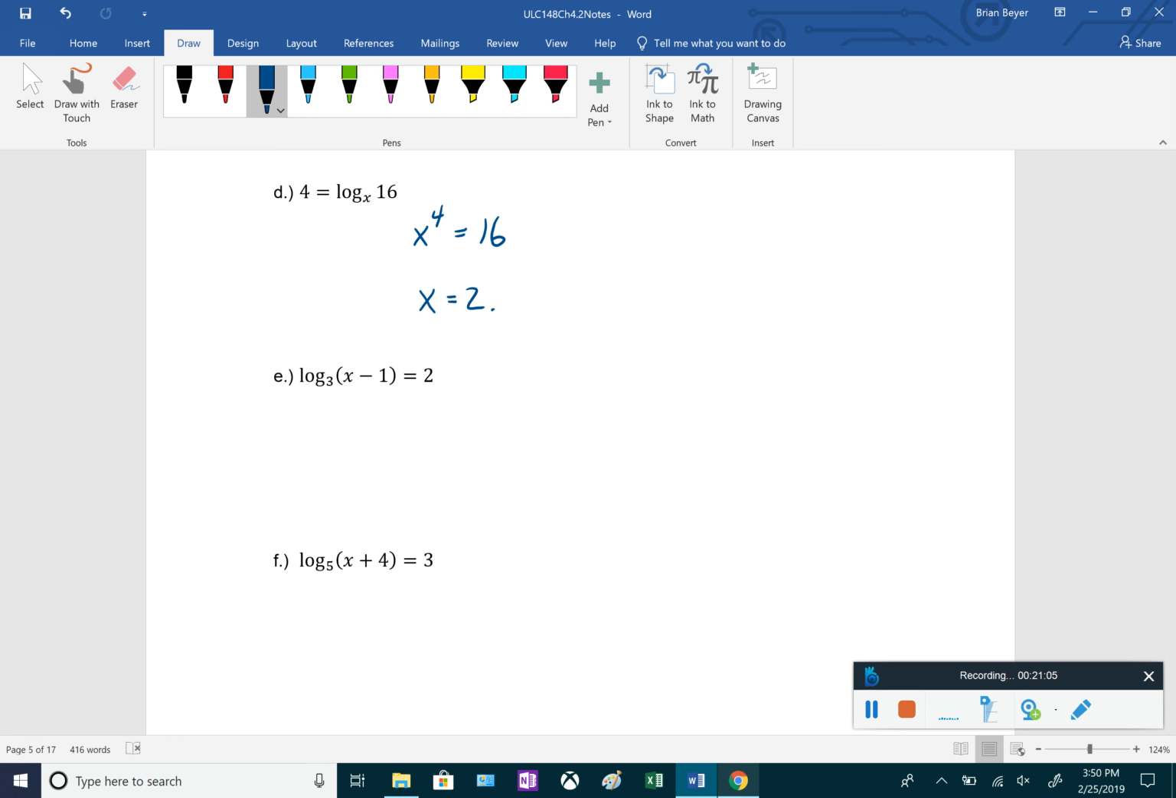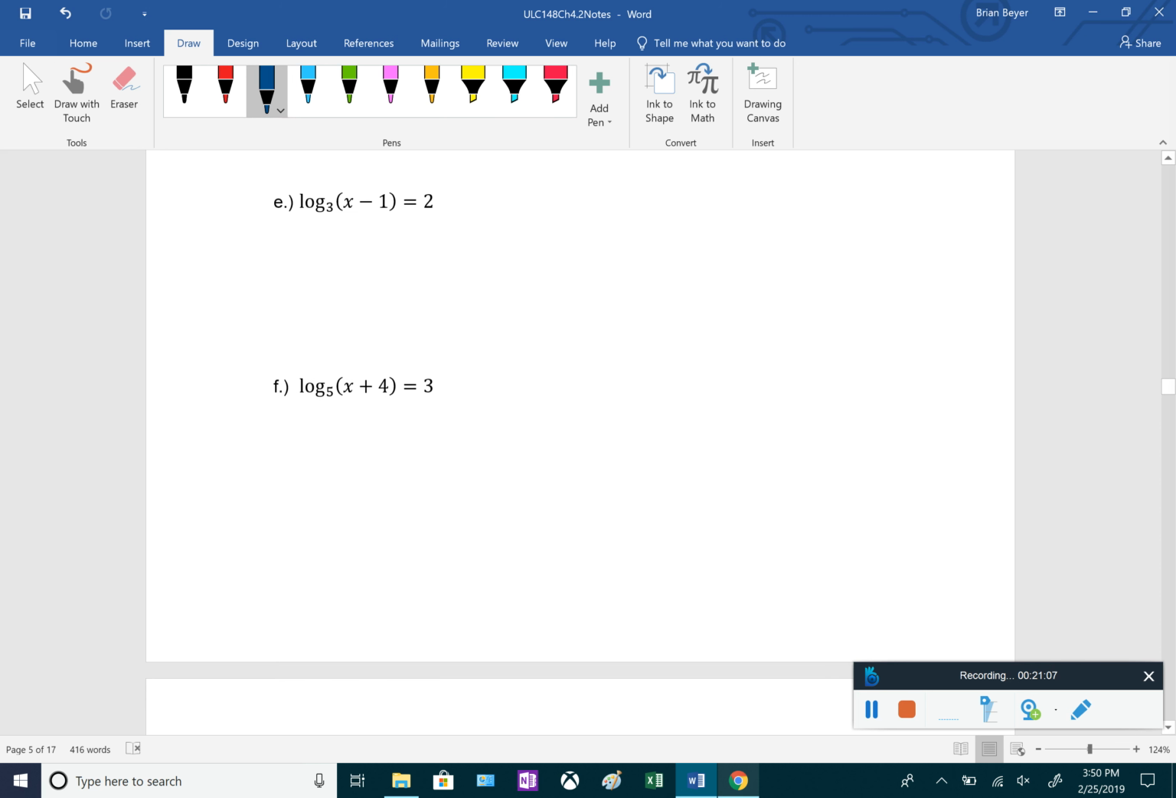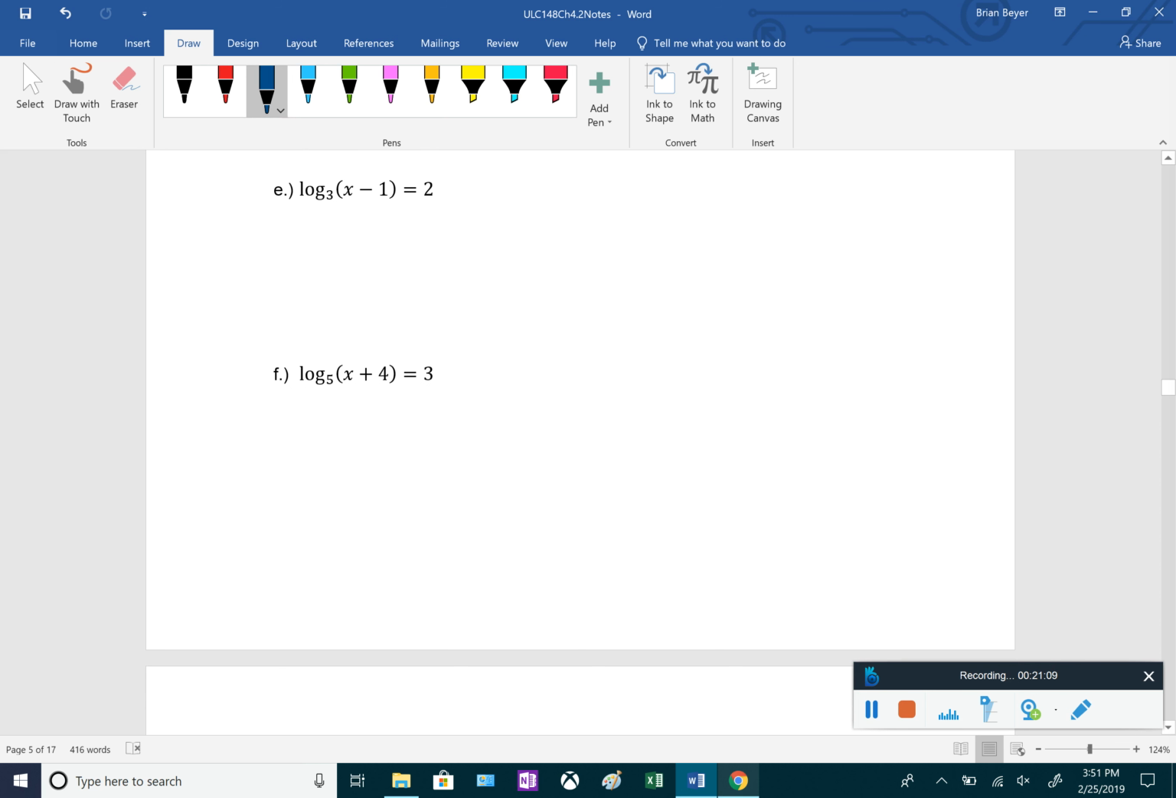So that time we were solving for the base. Okay, let's make them a little bit harder here. We'll be getting into harder ones in several sections. Log base 3 of x minus 1 equals 2. So it's the same concept.